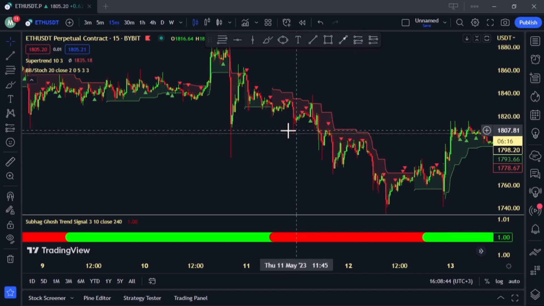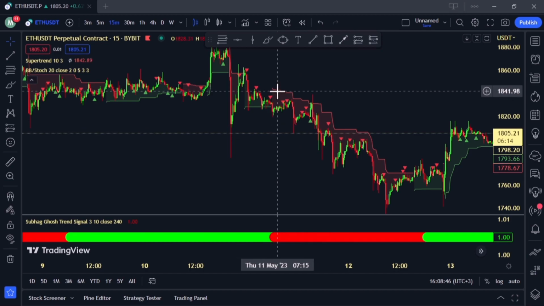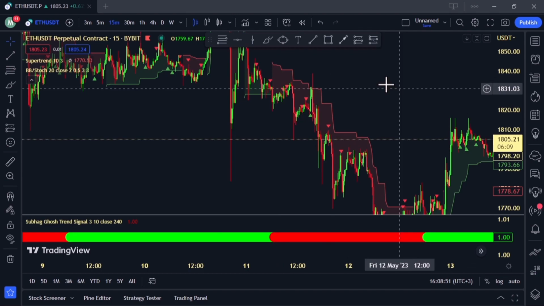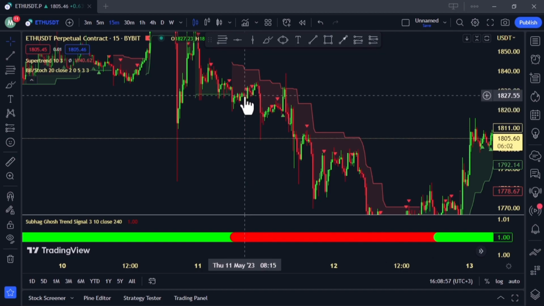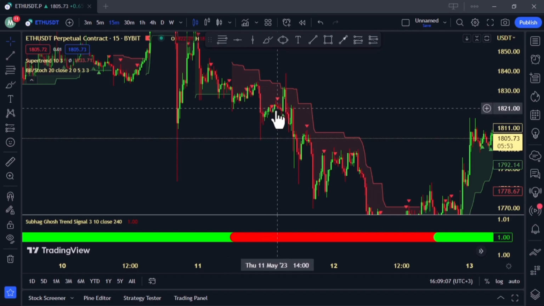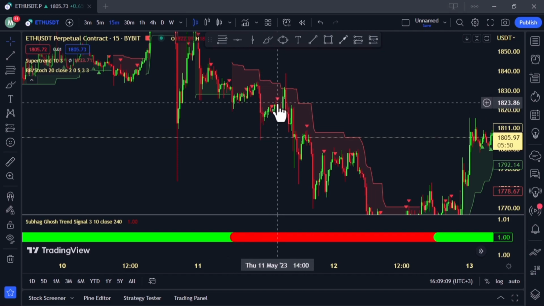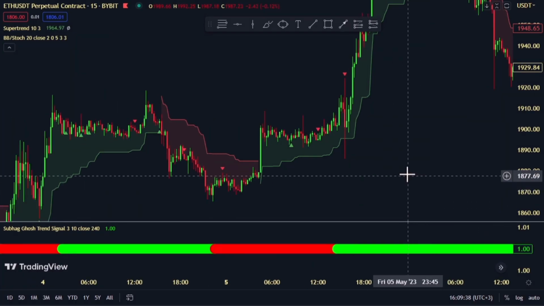Second, we wait for the color of the SuperTrend to turn red. Yes, it is red. And now I want the last confirmation, which is a sell entry signal, which is this one here. You can just enter a short trade at this candle or the candle after that, or if you enter the market somewhere around here, you have other opportunities to enter a trade.